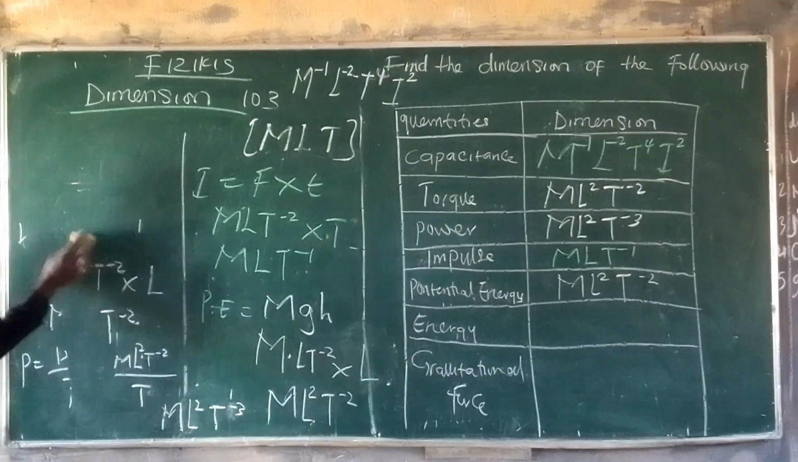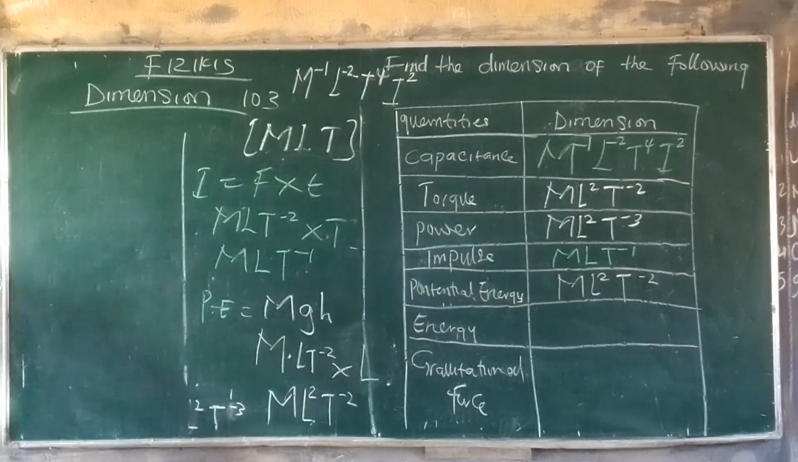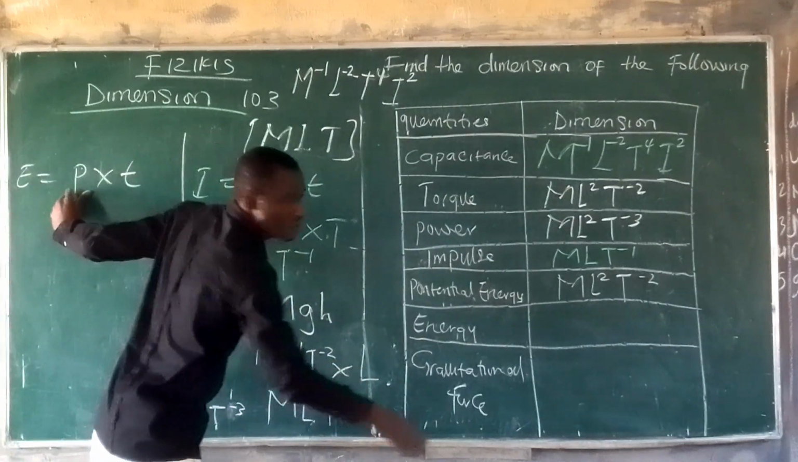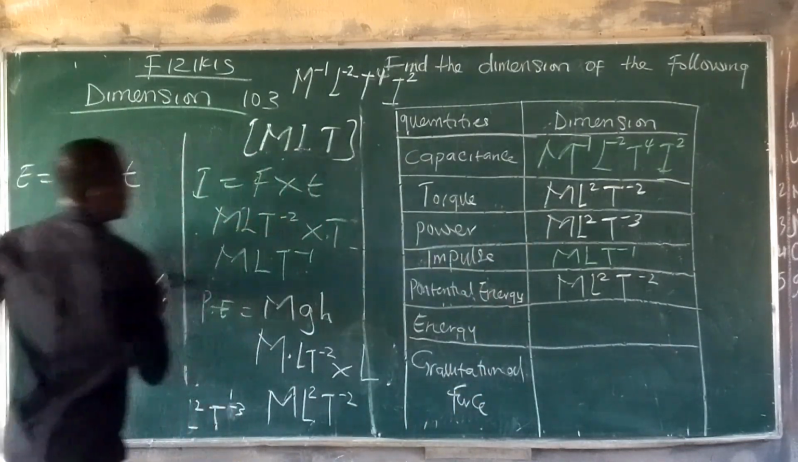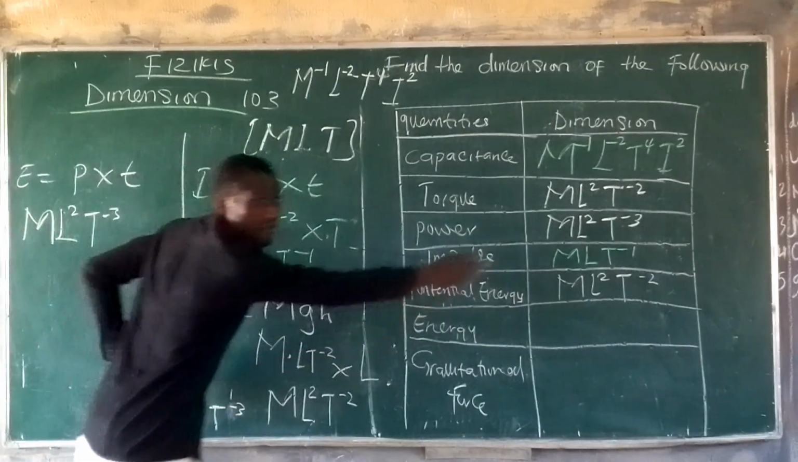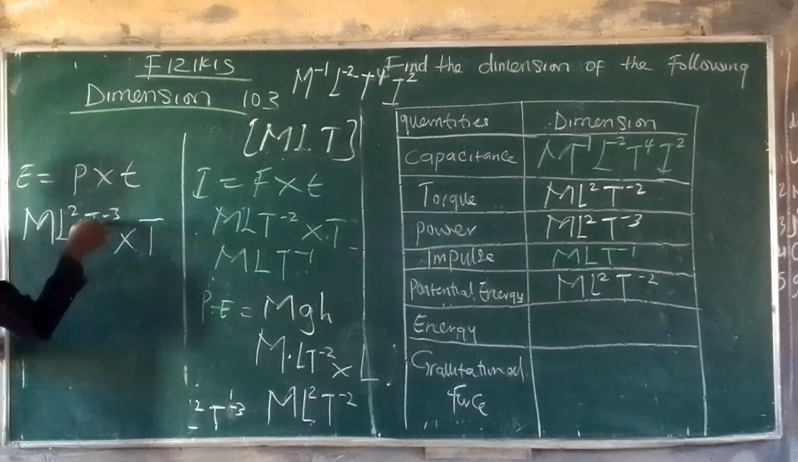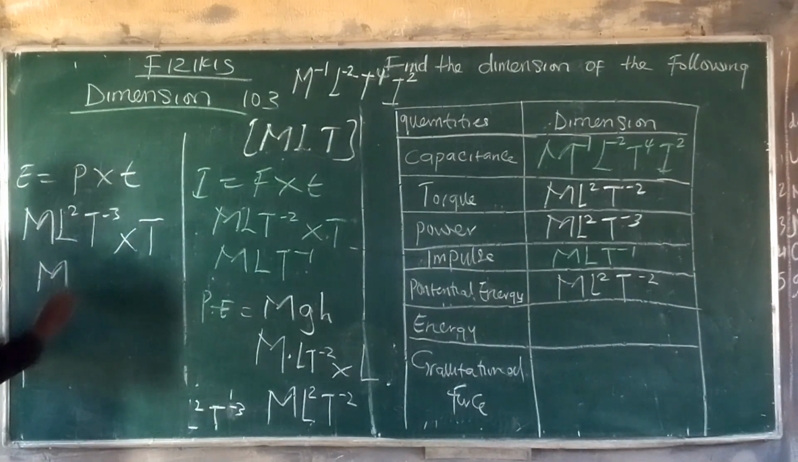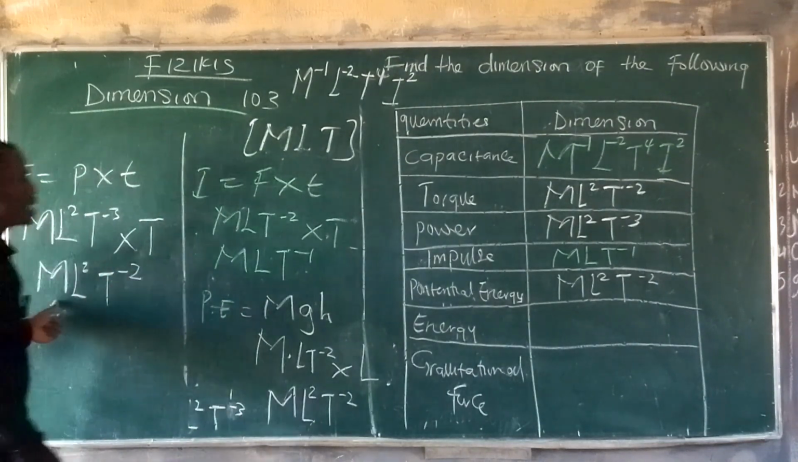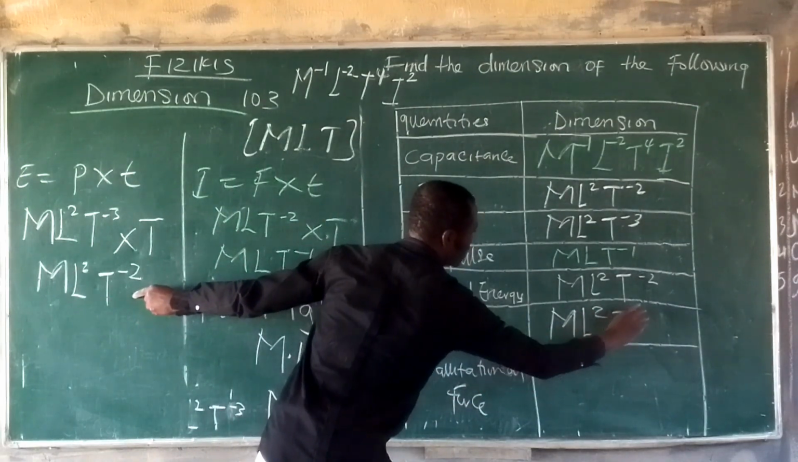Having said that, we go to energy. Electrical energy, E, is power times time. Have we solved for power? Yes, we did. We bring it to this place. Power is m L^2 t^-3, times t. Now this is minus 3 plus 1. This becomes m L^2 t^-2. Alright, so that is the dimension for energy.